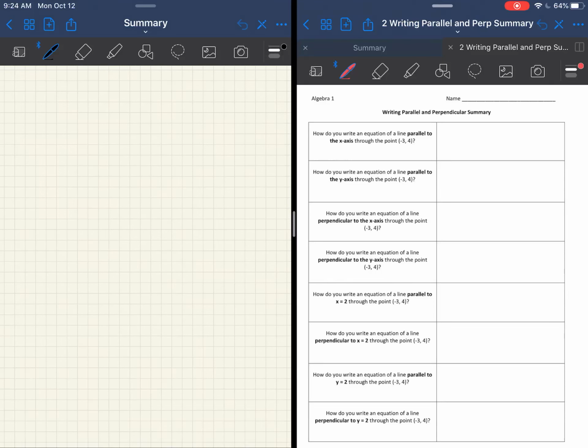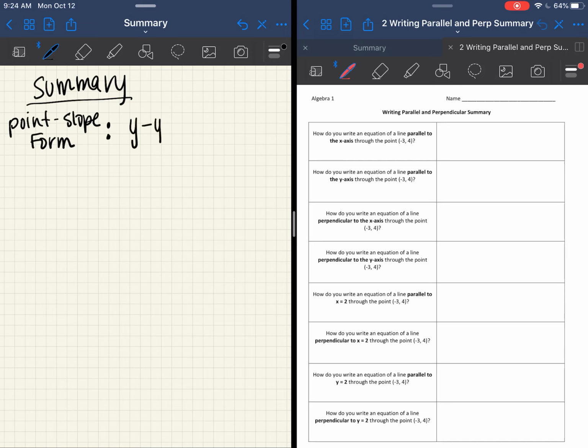All right, summary time. We are putting together our last few lessons. And so we know we have point slope form, which is y minus the y coordinate equals the slope times x minus the x coordinate.